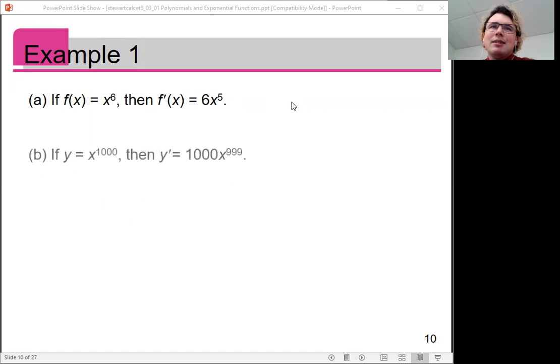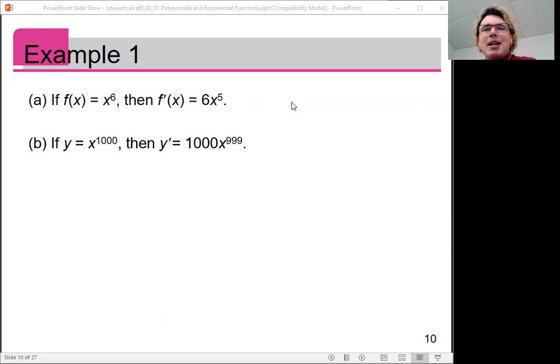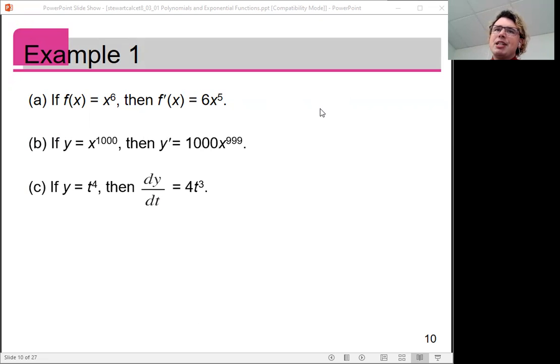Okay, let's keep going. If y equals x to the 1000 power, then y prime, here we're using the prime notation for derivatives, y prime is going to be 1000x to the power 999. Nice. How's about y equals a function of a different variable? How about t as our independent variable? We can do that. If y is equal to t to the power 4th, then my dy/dt is equal to 4t to the 3rd power, or 4t cubed.